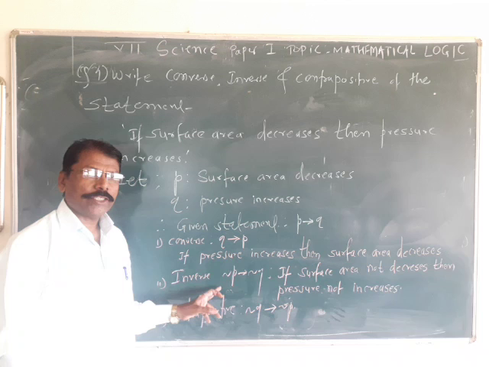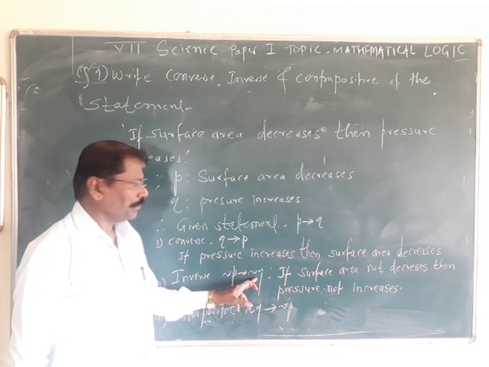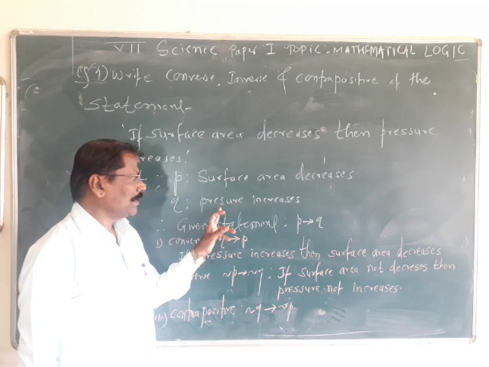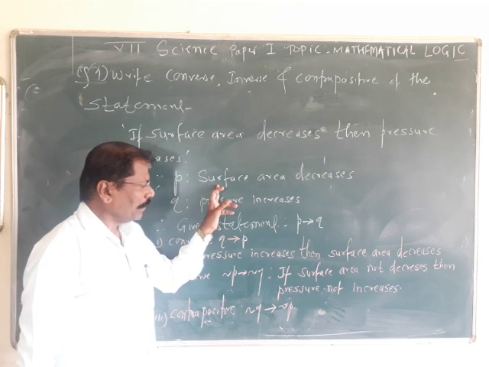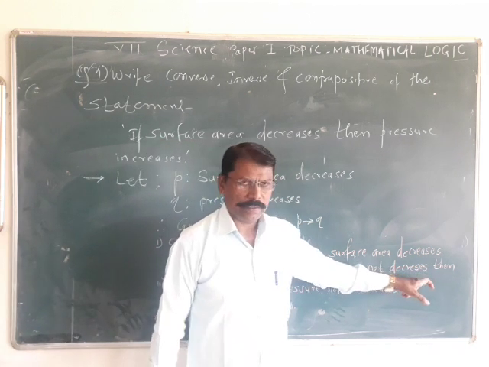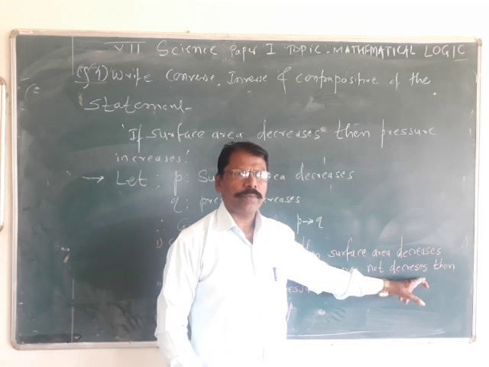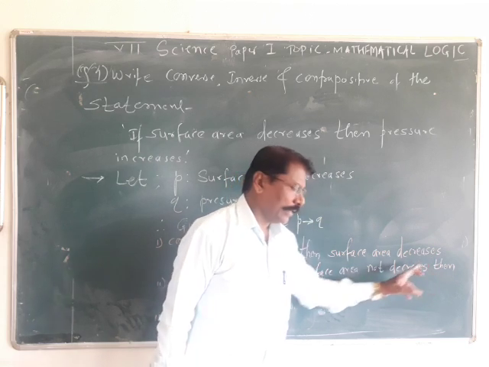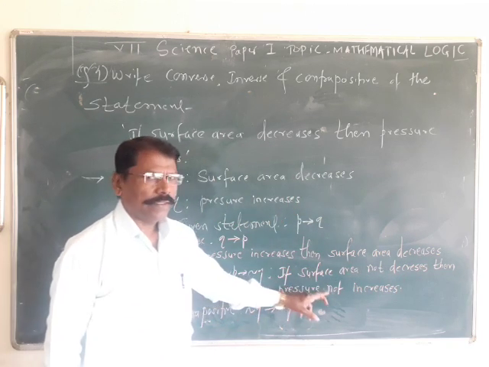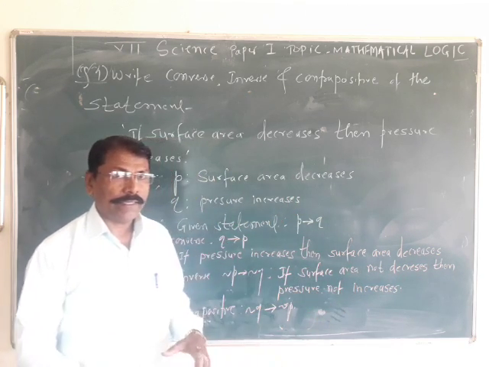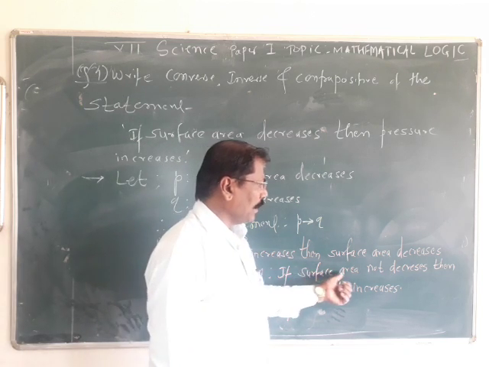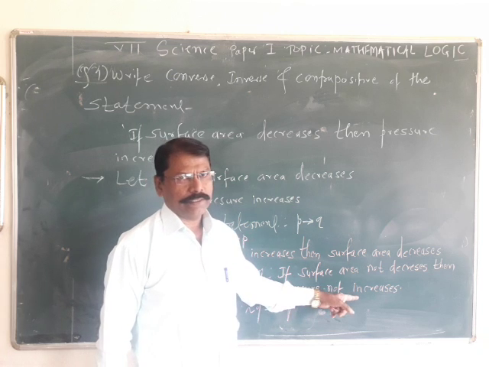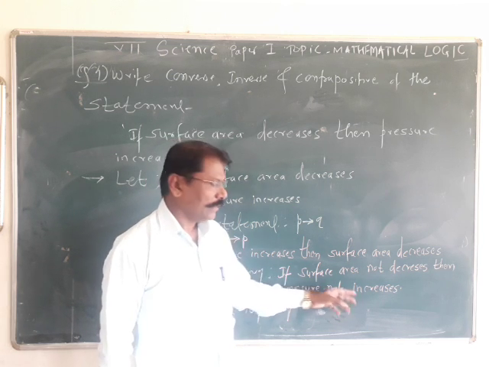Inverse: negation of P implies negation of Q. What is P? P is the surface area decreases and Q is pressure increases. Negation of P means surface area does not decrease. See, instead of not decreases, if you write increases, then also it is okay. Then pressure does not increase. So you can write in another way: surface area increases, then pressure decreases. This way also we can write the negation.